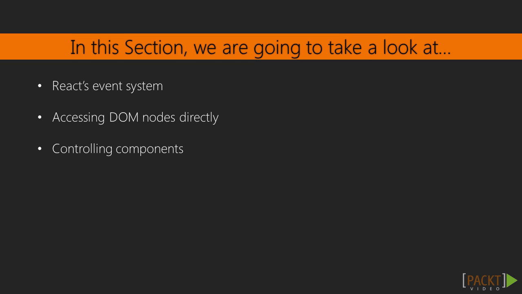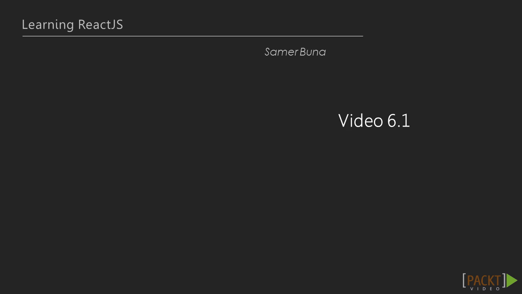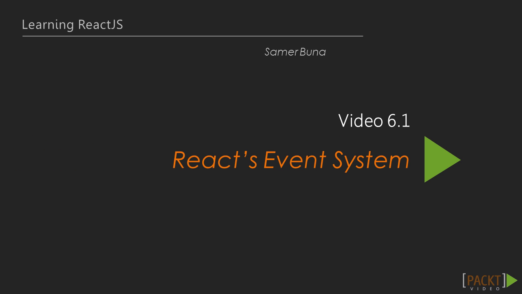We'll first talk about React's event system, see how to access DOM nodes directly with React ref attributes first, and then learn the much better way of reading user input through controlled components to make React aware of the UI input change. Let's start with React's event system.